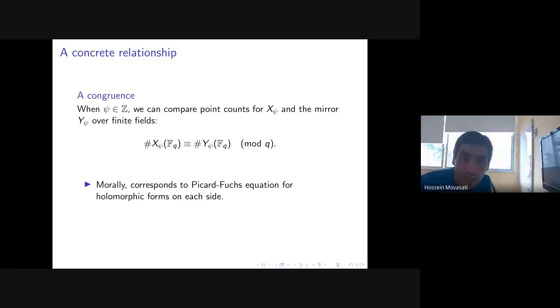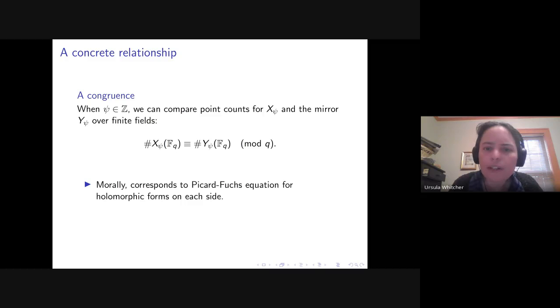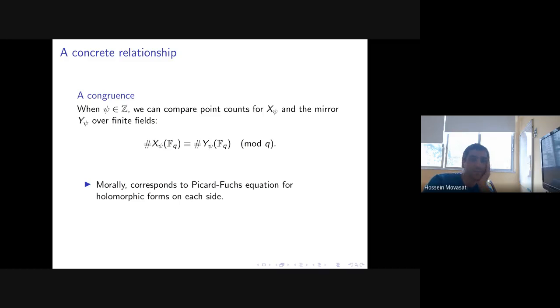Again, Q is a prime or a power of a prime? So here Q is a power of a prime, and later on we're going to restrict and look just at the prime itself. Okay, thanks. Yeah.